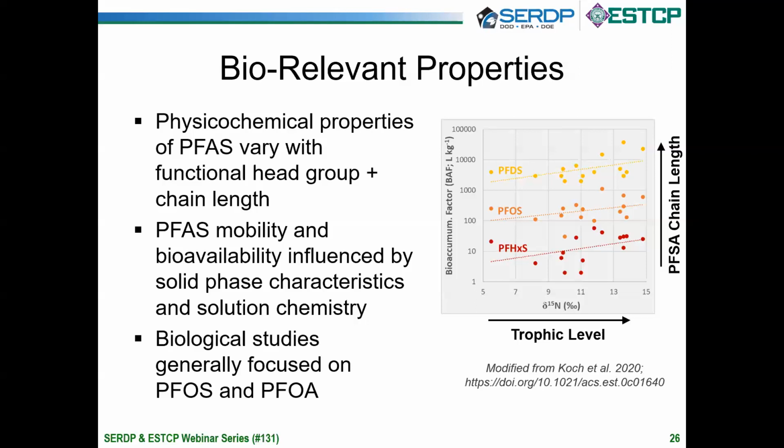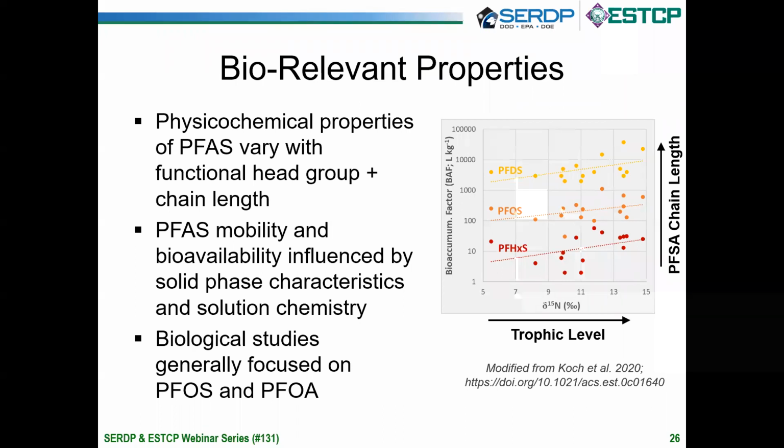The plot here on the right shows an example of how the bioaccumulation factors for 3 specific PFAAs vary as a function of trophic level in aquatic invertebrates, and this is data from a recent paper by Koch et al. You can see here the bioaccumulation potential increases with increasing chain length across these 3 compounds.